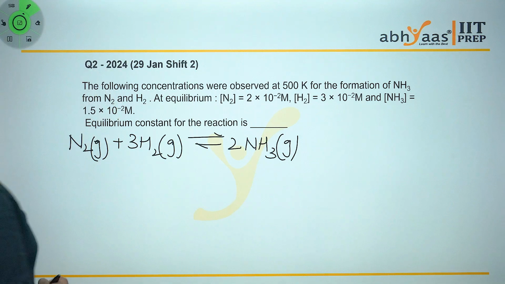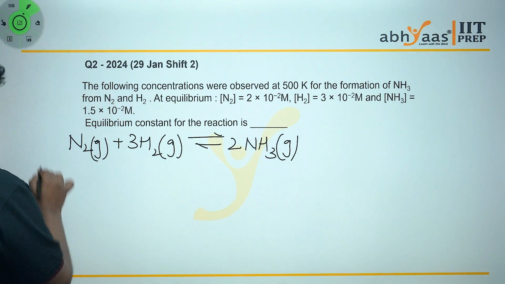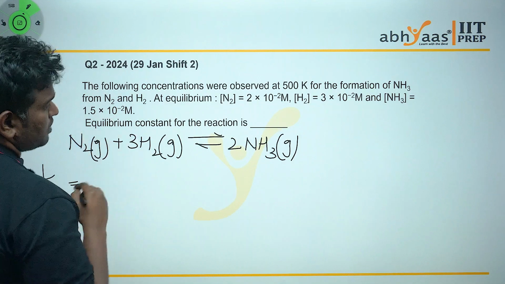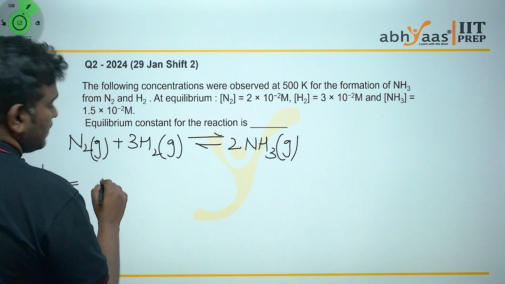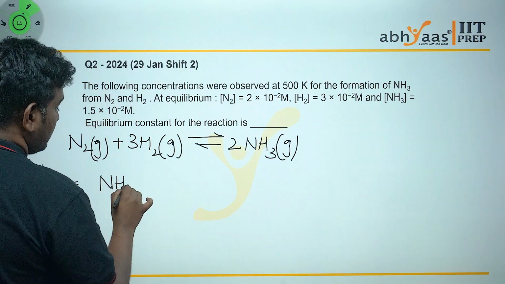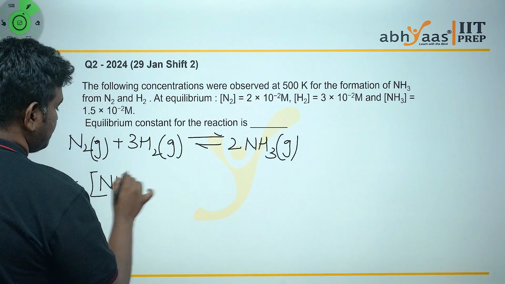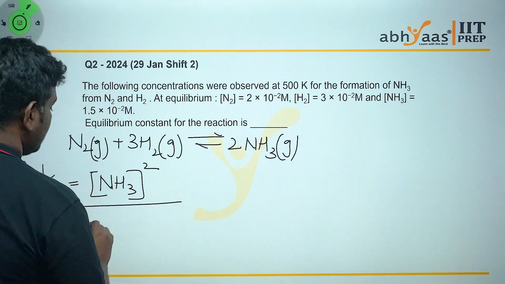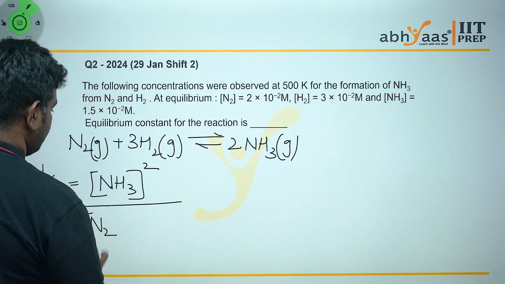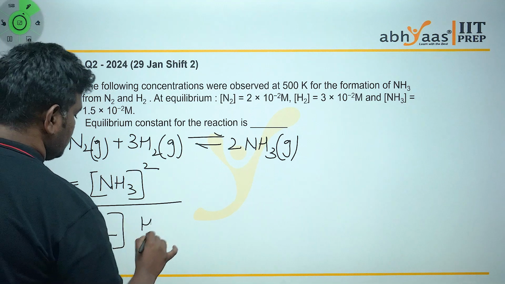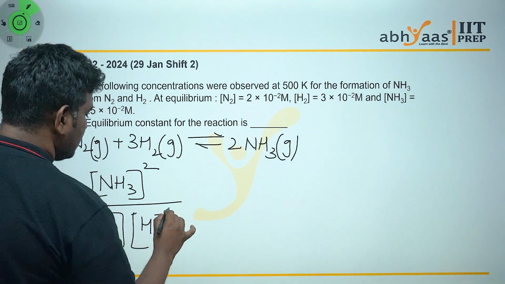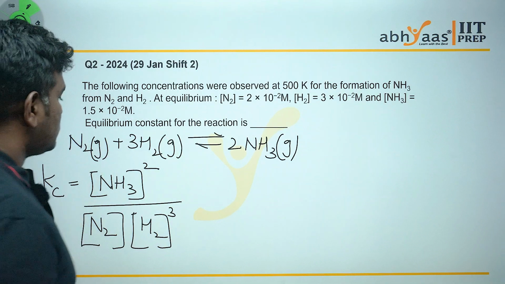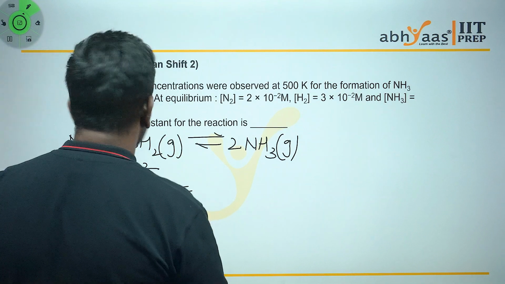So here, what we have to do is write the equilibrium constant Kc. You know that it is the concentration of products. Here, NH3 is the product and the stoichiometric coefficient is 2, so we have to raise it to 2. Now N2 and H2, and raised to 3, right? We have 3 moles of H2. So this is the formula. Now we just substitute the values.